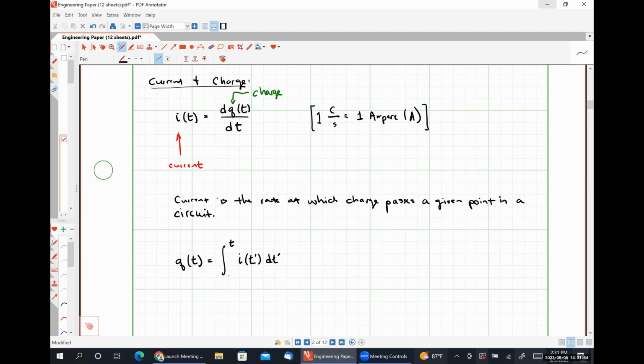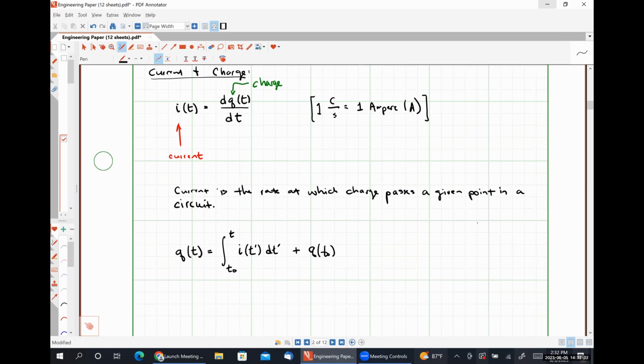Now, the starting point of our integration is going to be some point in time T naught, which represents a time at which the amount of charge is known. So we're going to add that known amount of charge to the result of that integral in order to determine the total charge passing a given point in our system. Okay. Now, I understand absolutely that this can seem a little bit confusing. So let's look at a simple example here.